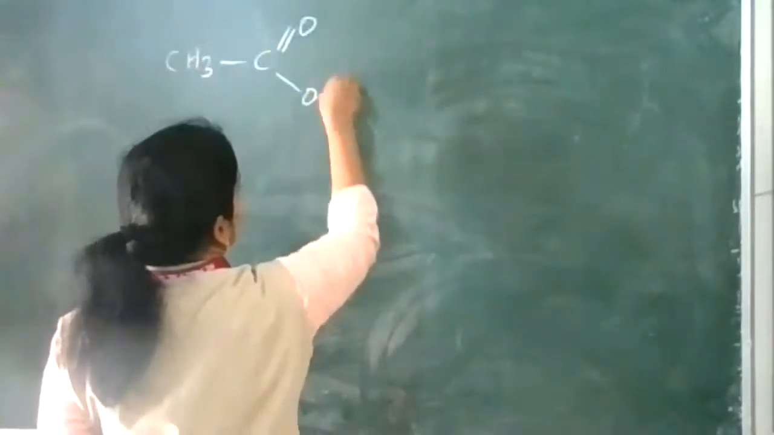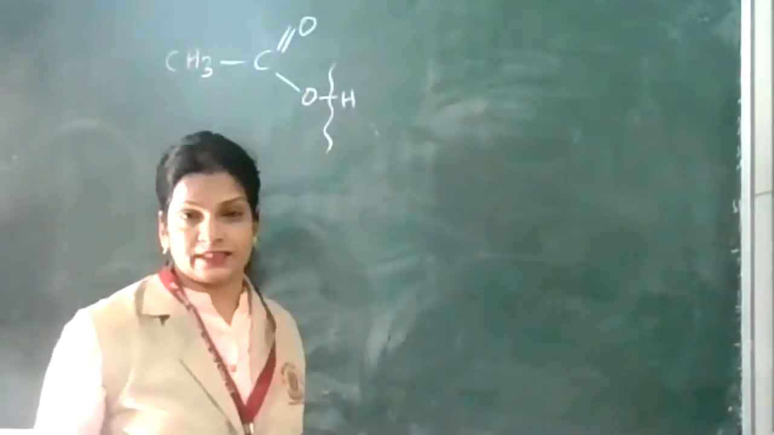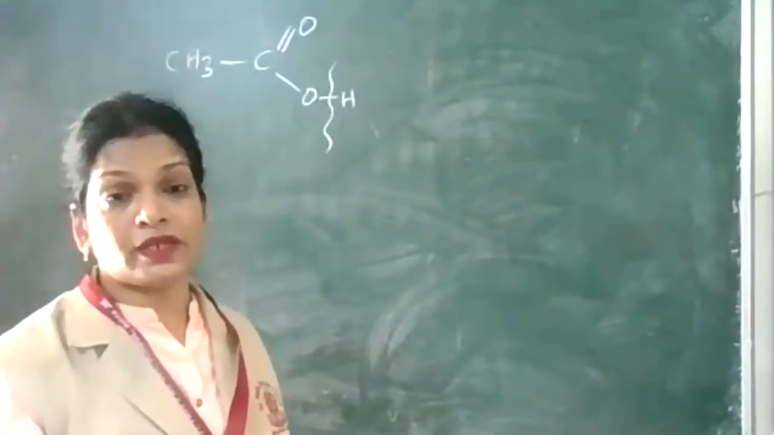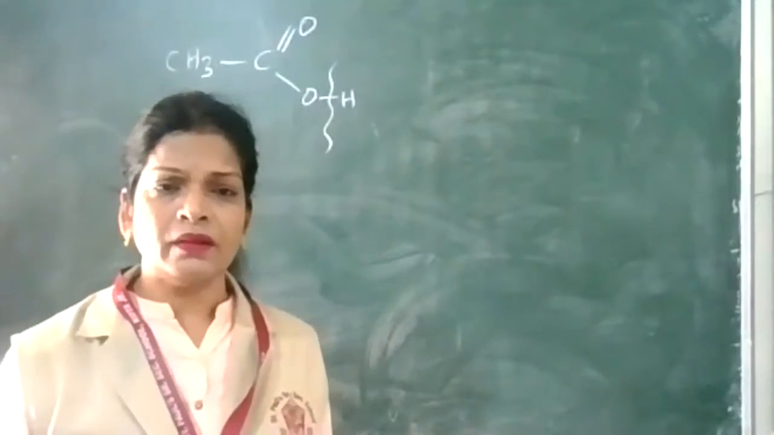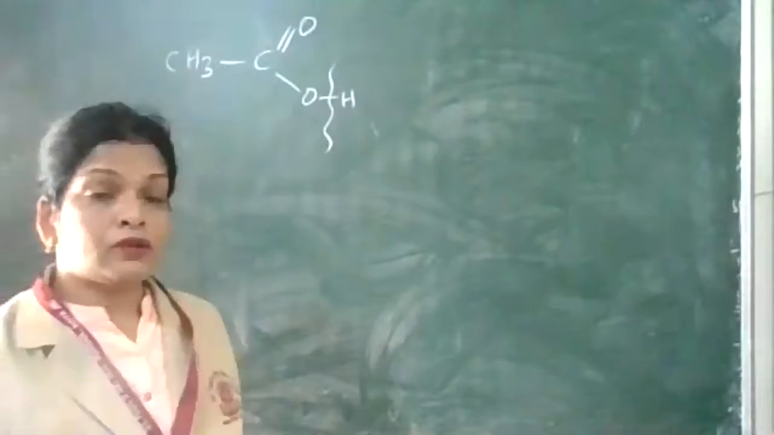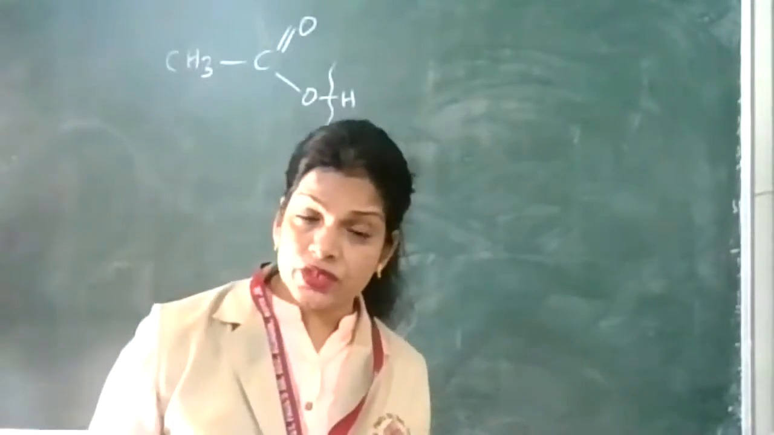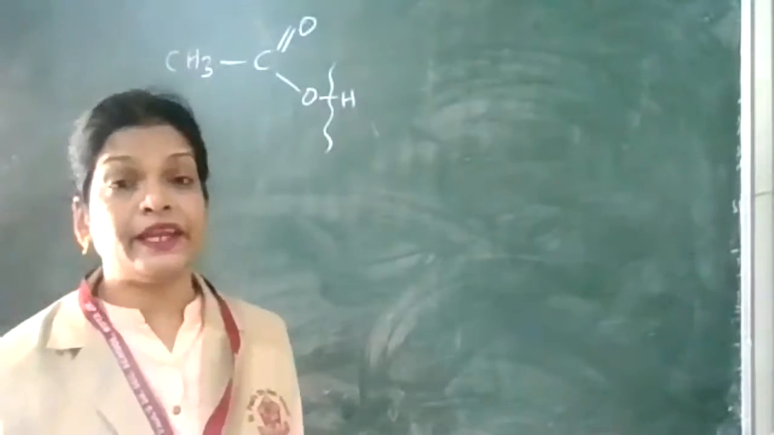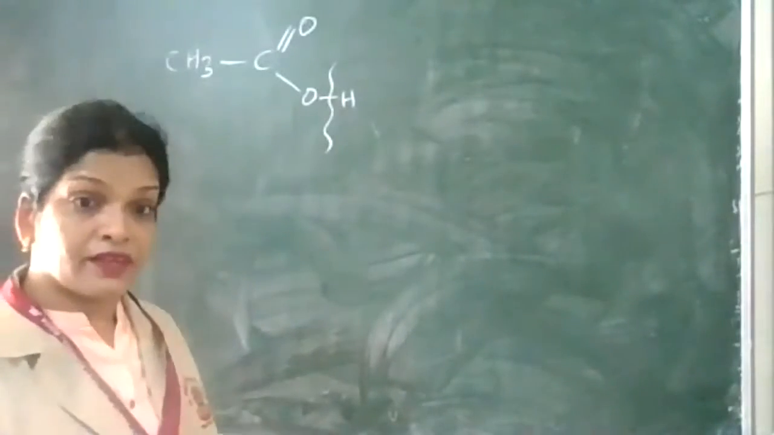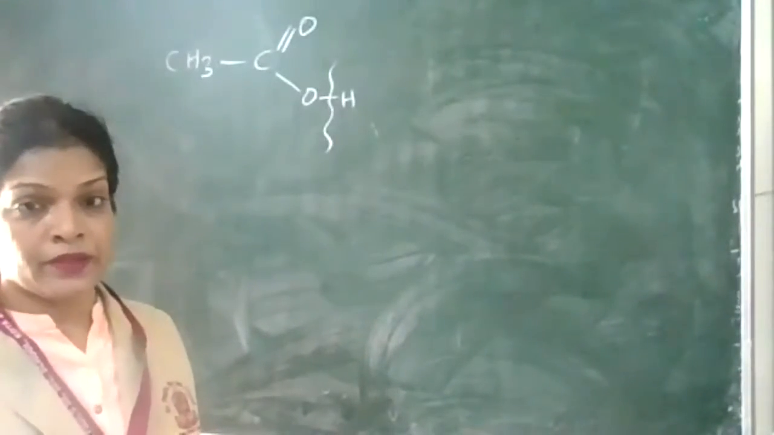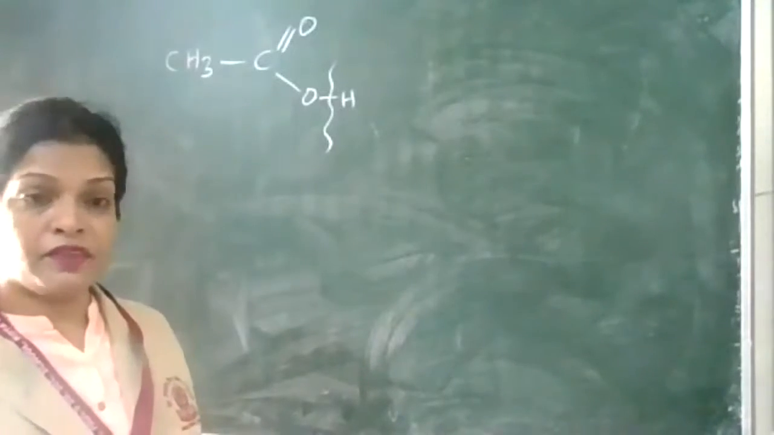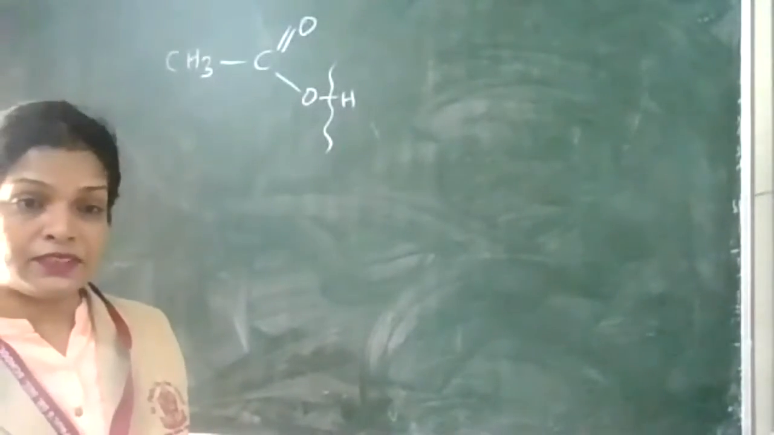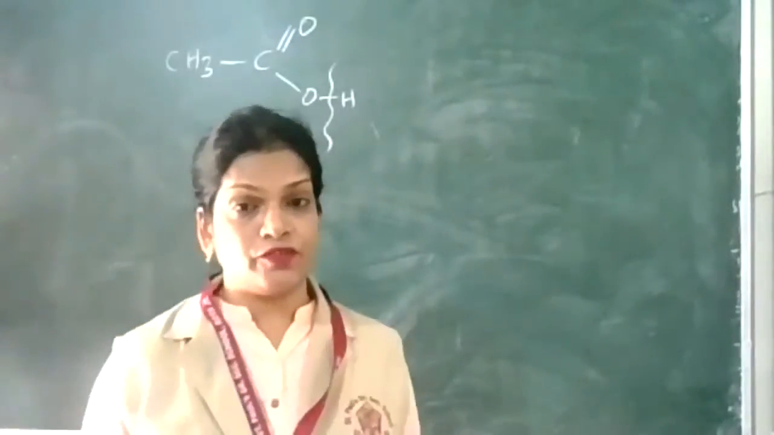Chemical reactions, first one. First, we are going to learn acidic character. Phenol is acidic, but carboxylic acids are much more acidic than phenol. Phenol could react with NaOH, but phenol would not react with NaHCO3. Carboxylic acid can even react with NaHCO3, means weak bases also carboxylic acid can react. So by this test you can distinguish a carboxylic acid from phenol.